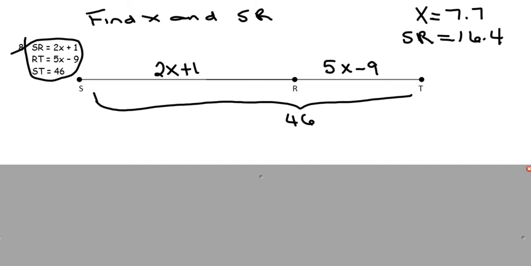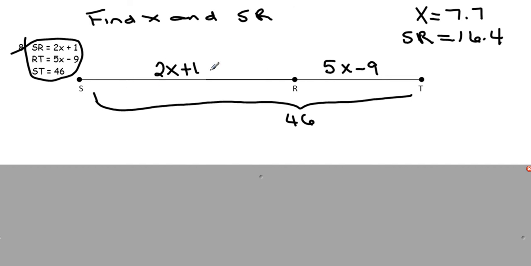Alright, we should have gotten x equals 7.7, and this probably scared you a little bit because you guys hate decimals. And remember, in our class, a general rule is that we always round to the nearest tenths. So x is 7.7, and then when we plug that x into SR, we would have gotten 16.4. If you got it, go ahead and move on to the next part of the video. But if not, I'm going to work out the algebra for you.